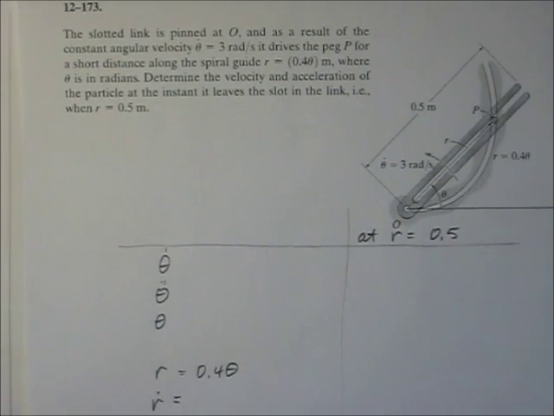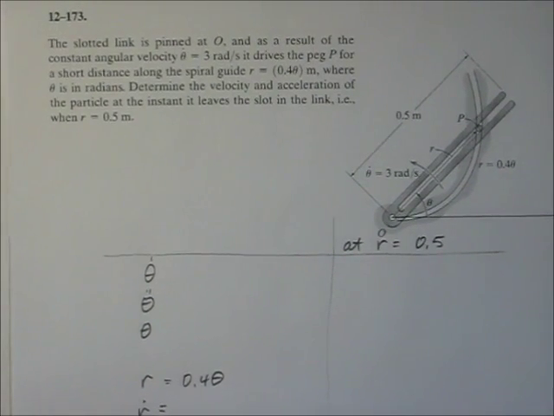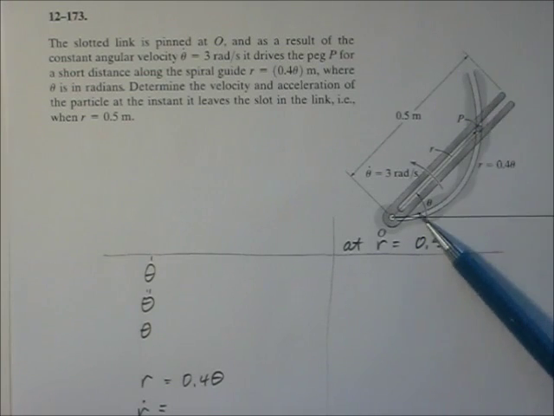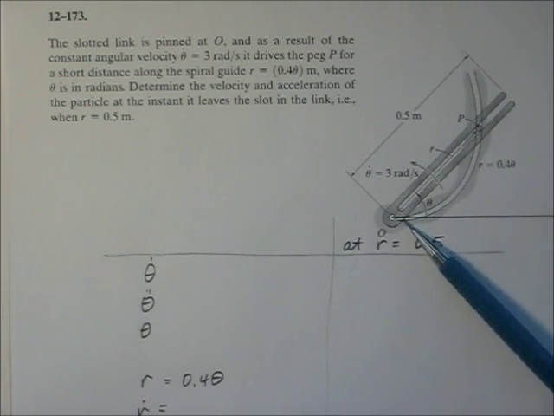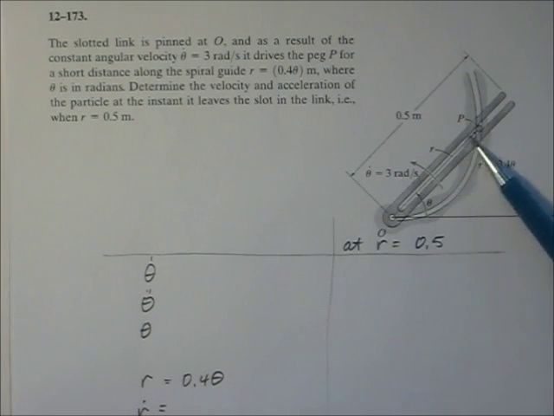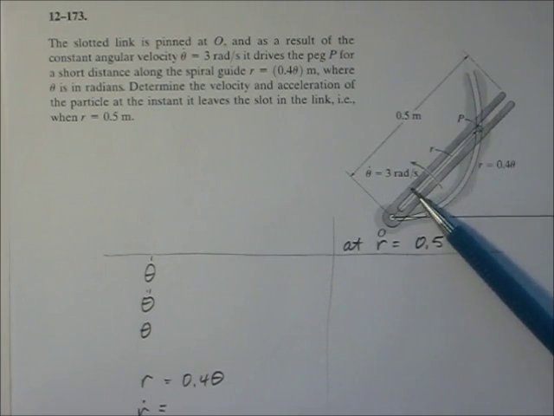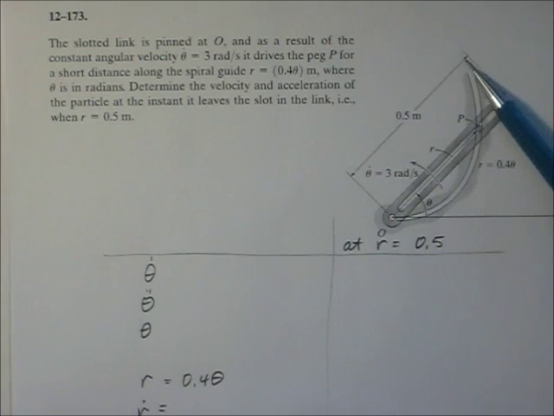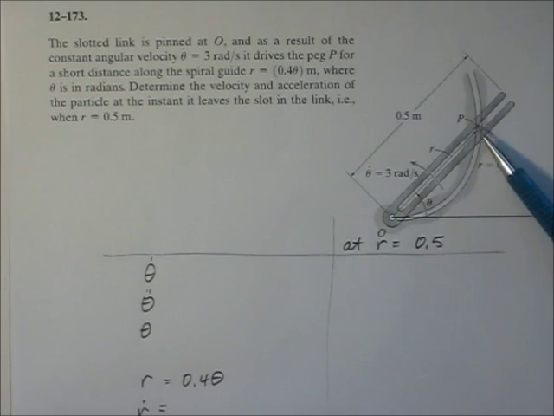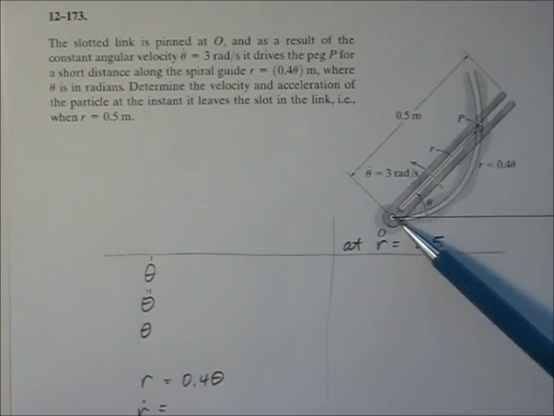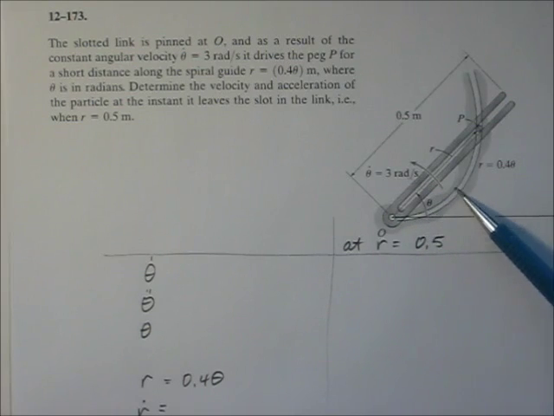Last one, let's do this one together just a little bit. Here's a spiral slot. You can see what we've got here is a spiral path that's being defined. That's where the particle is going to go. And the particle has to move back and forth in this slot, it looks like. Here's the little particle, a little ball here.